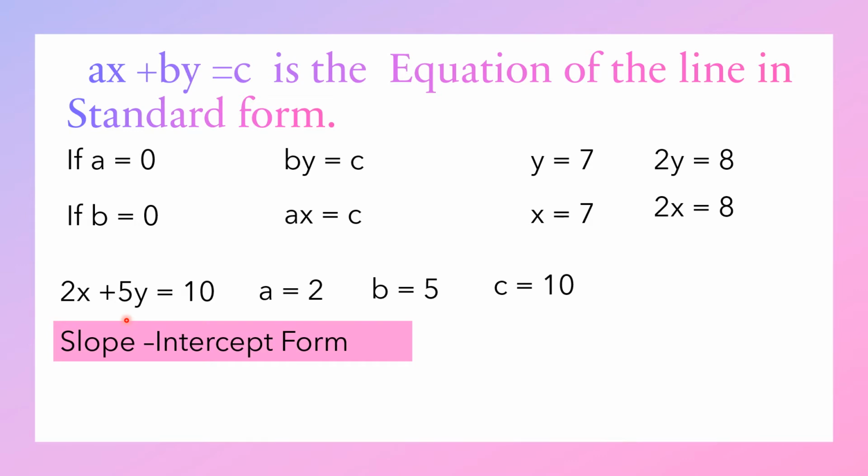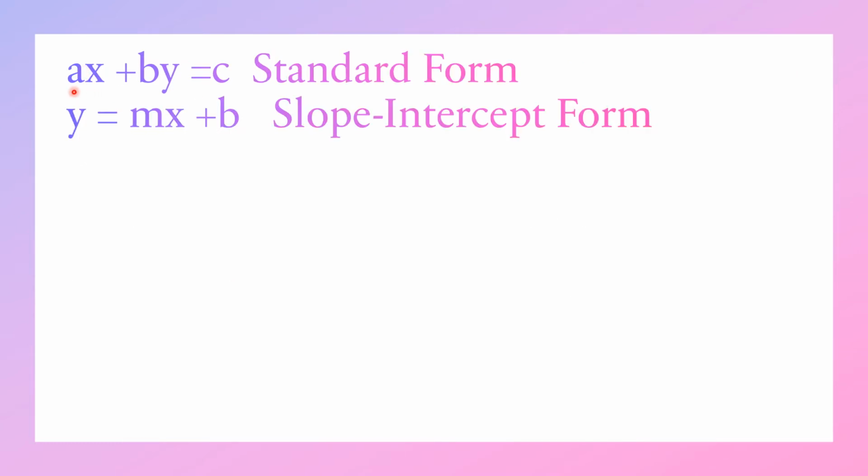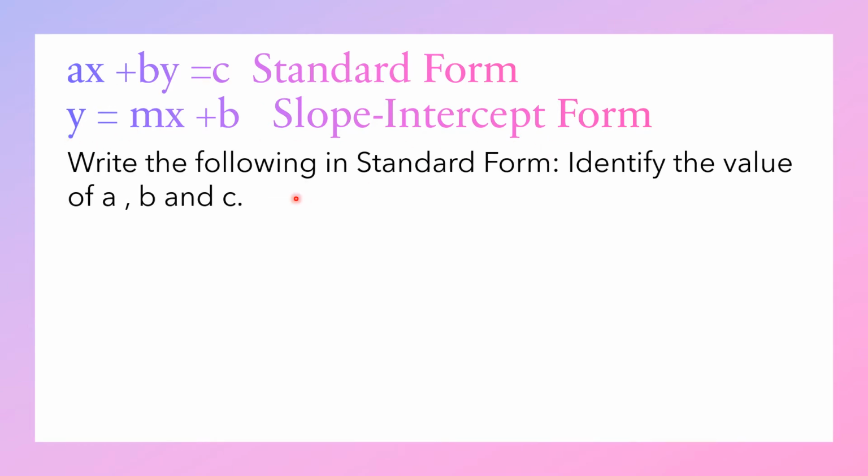Now, the slope-intercept form, I have here y is equal to 10x plus b, wherein here 10 is what we call the slope and b is what we call the y-intercept. Okay, so please tandaan nyo ito. Ito yung slope-intercept form, ito naman yung standard form. Okay, so ngayon, again, tandaan natin, ito yung standard form natin at ito naman yung slope-intercept form. Okay, so write the following in standard form. Identify the value of a, b, and c.